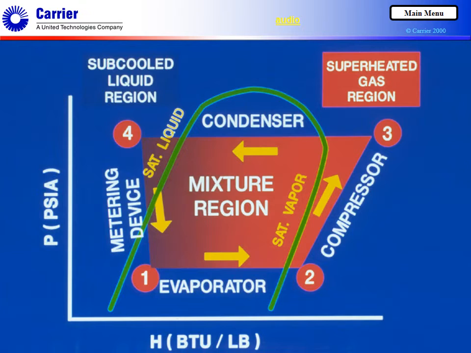In the modules entitled Compressors, Condensers, and Evaporators, we showed how the functions of each of those components look when plotted on the pH diagram at normal design conditions. Here we used the same approach for the metering device.